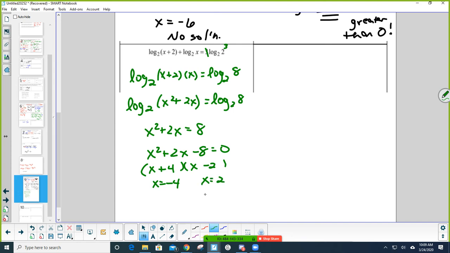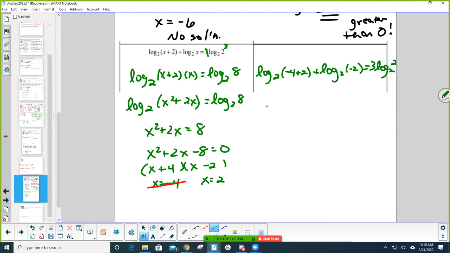So we got to check. We have to check it again and make sure, because this one's making me nervous again. It's negative. So if I come up here and I say log base 2 of -4 plus 2 plus log base 2 of -2 equals 3 log base 2 of 2, right there, I know they're not going to be equal to each other because of those negatives. So I know this guy cannot be an answer.